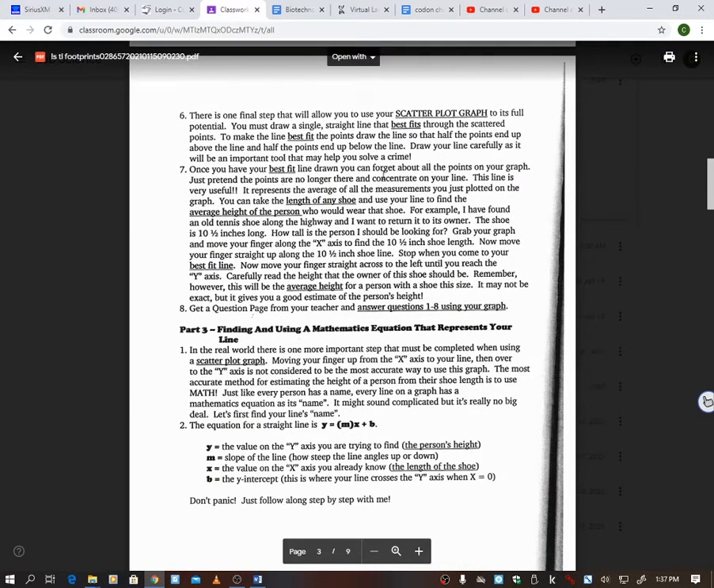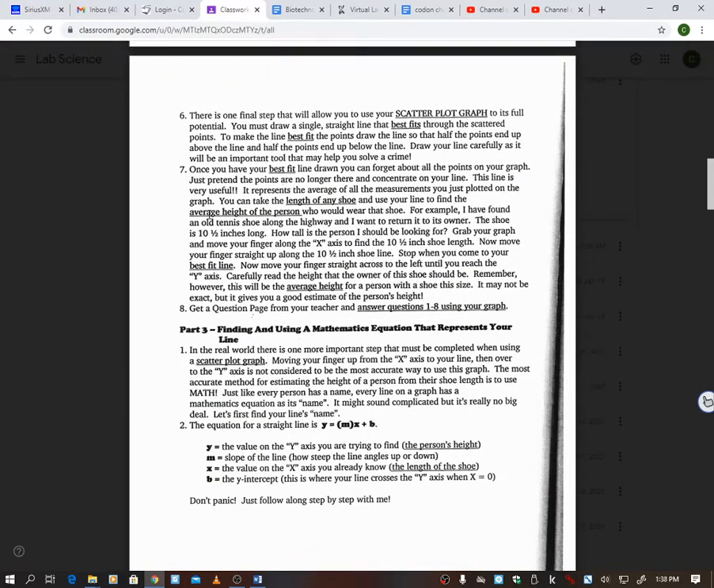Number 7, once you have that line of best fit, the line is very useful. It represents the average of all the measurements you just plotted on the graph. You can take the length of any shoe and use your line to find the average height of the person who would wear that shoe. For example, I have found an old tennis shoe along the highway and I want to return it to its owner. The shoe is 10.5 inches long. How tall is the person I should be looking for? You're going to grab your graph and you're going to try to figure that out.